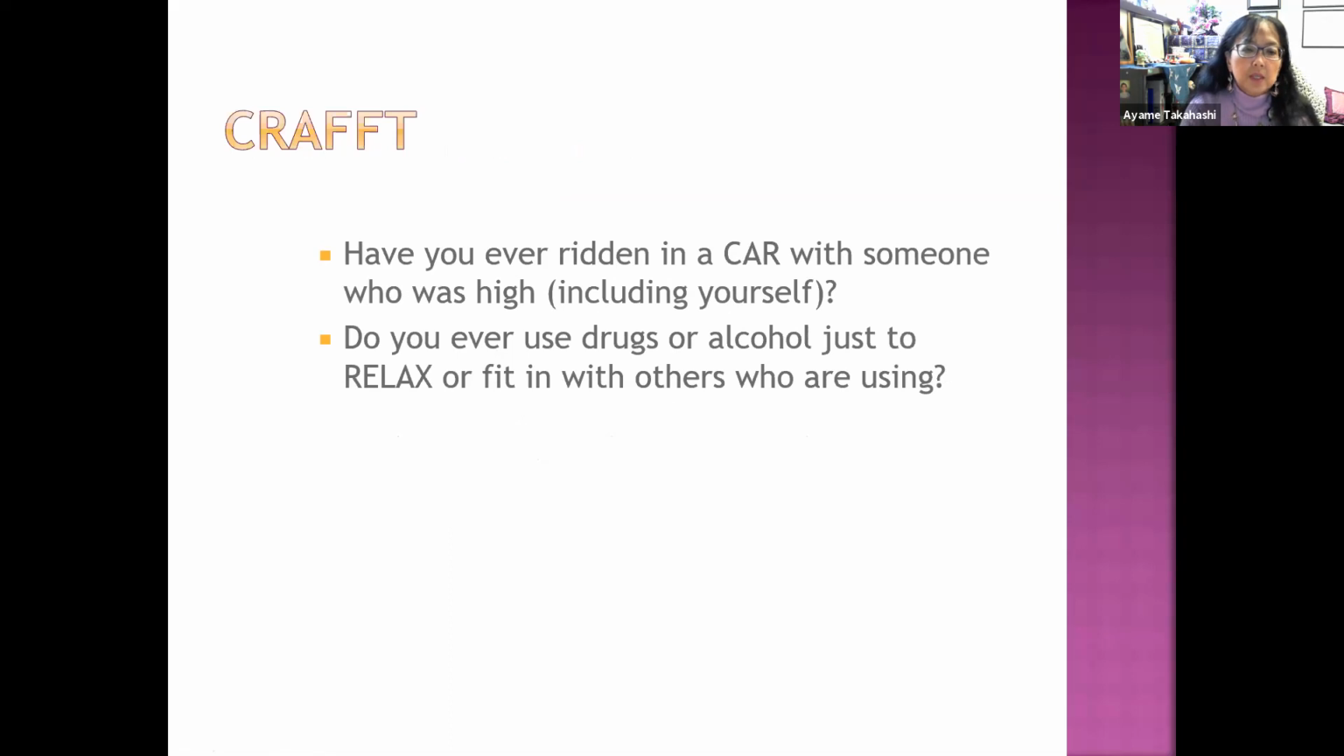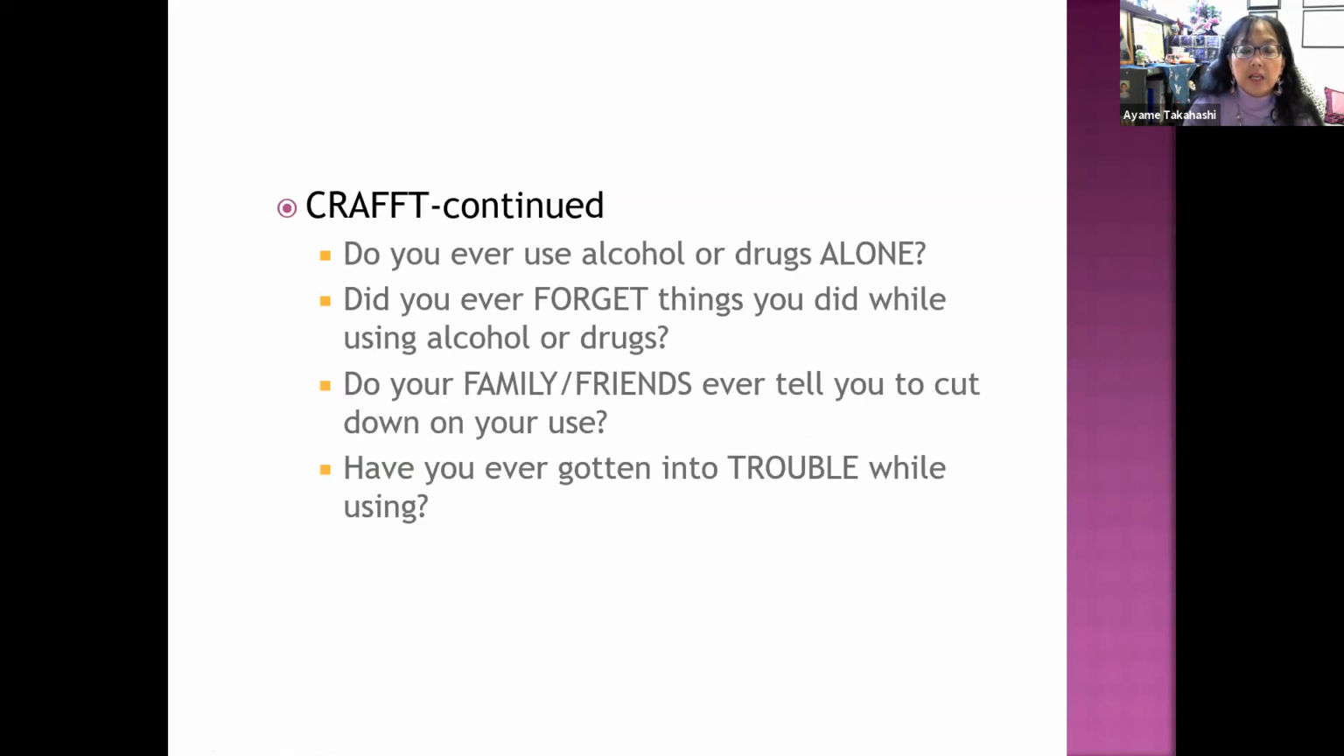So CRAFT. The first C stands for car. And the question is, have you ever ridden in a car with someone who was high? And that would be including the teenager that you're talking with. And then the R is relax. Do you ever use drugs or alcohol just to relax or fit in with others who are using? And then the A is alone. Do you ever use alcohol or drugs alone? And the first F is forget. Do you ever forget things you did while using alcohol or drugs?